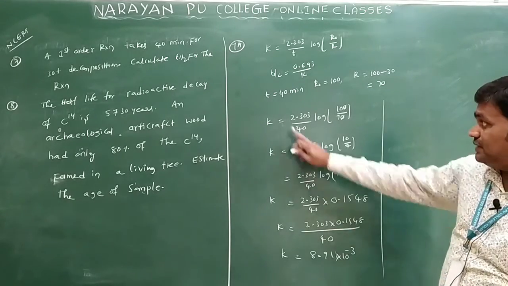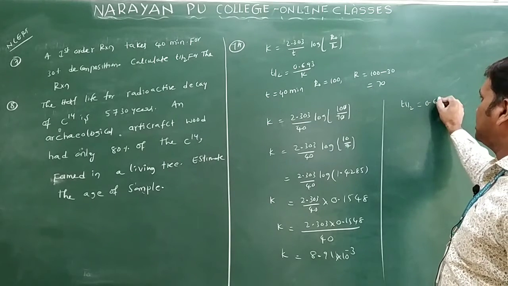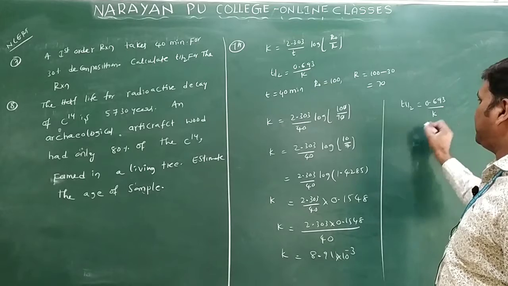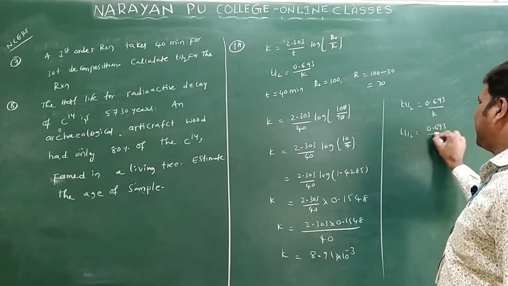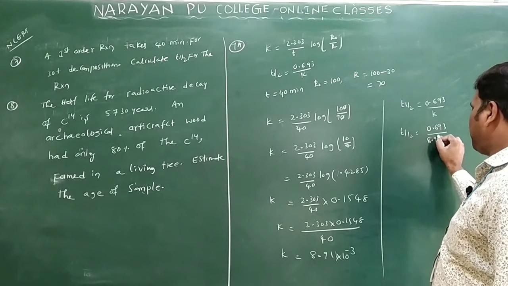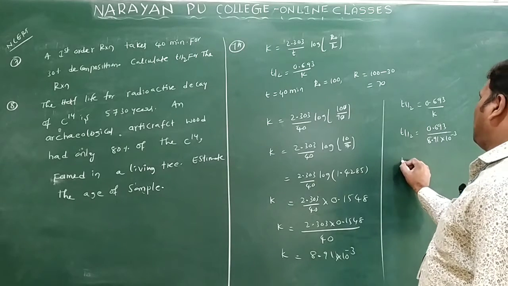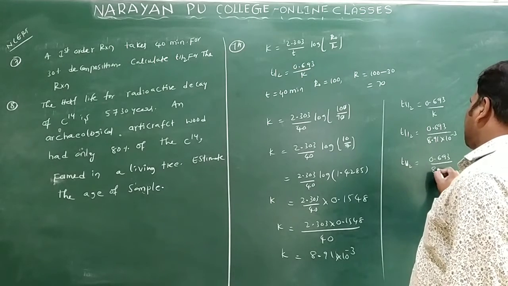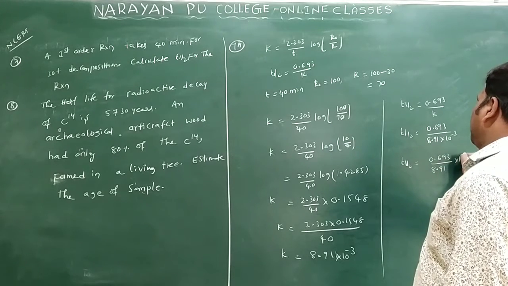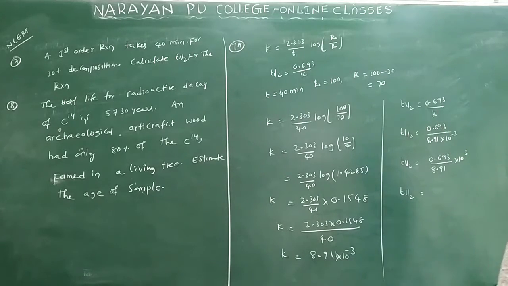So this K value we can substitute in this formula. What is the formula we have? t half is equal to 0.693 by K. So t half is equal to 0.693 by 8.91 into 10 power minus 3. So t half is equal to 0.693 by 8.91, we will get 0.077.